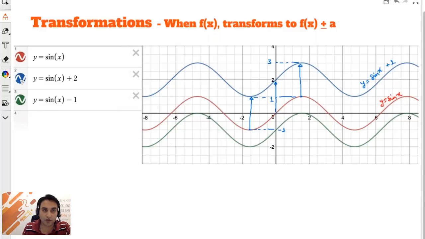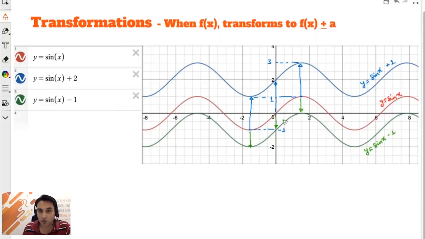Similarly, what is the green one? I think by now we did a lot of this in quadratic graphs. Y equal to sine x minus 1. The entire graph has been shifted down. So 1 goes to 0, 0 goes to minus 1, and minus 1 goes to minus 2.